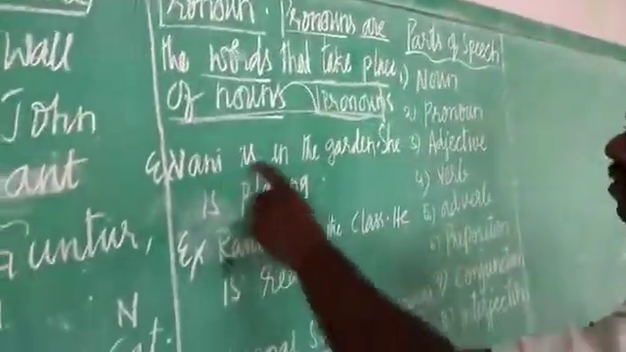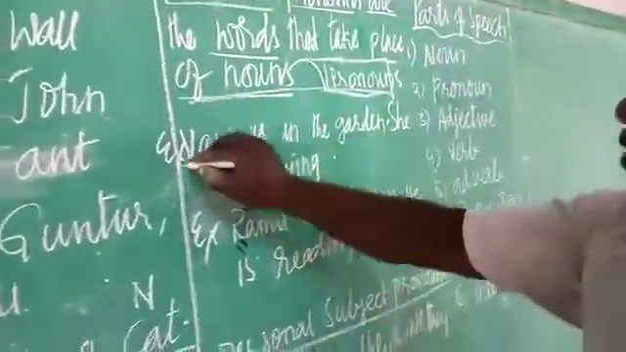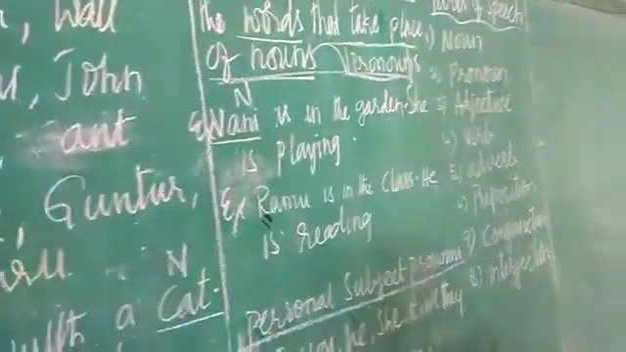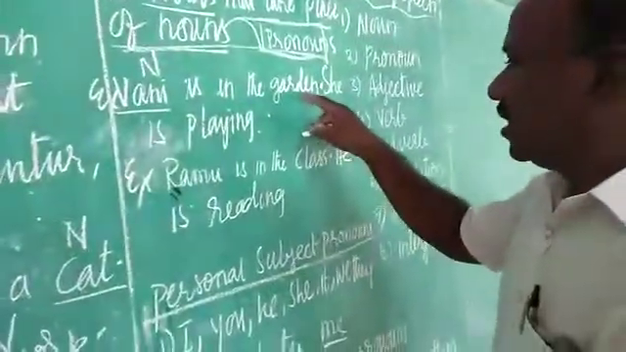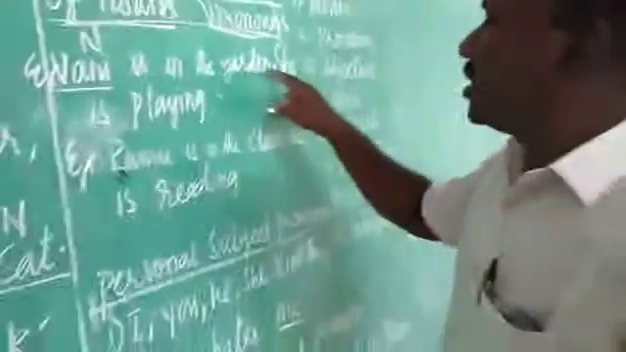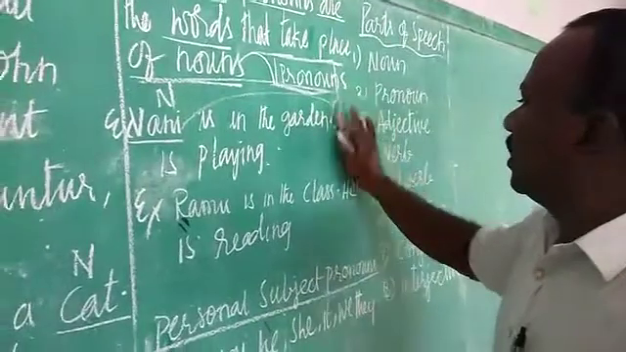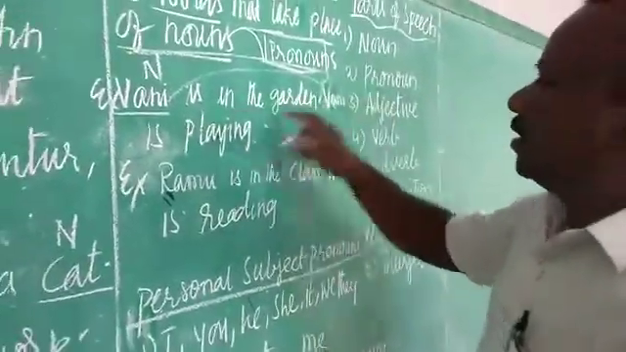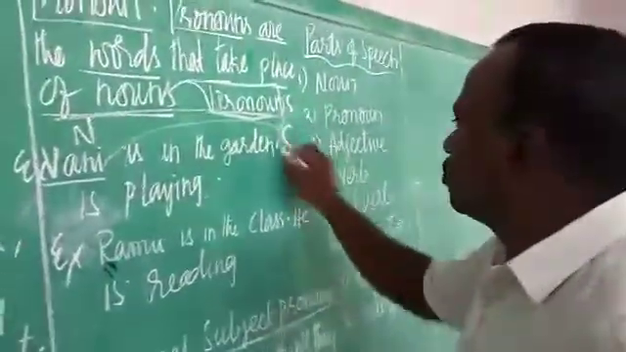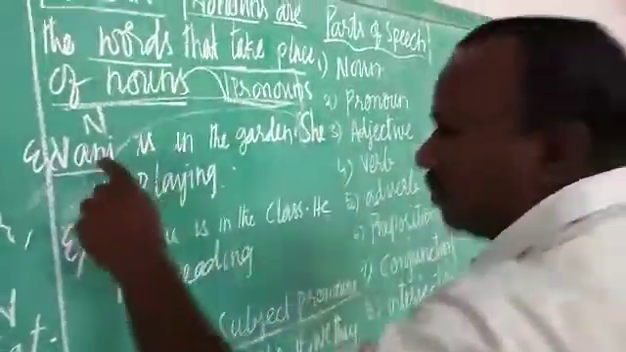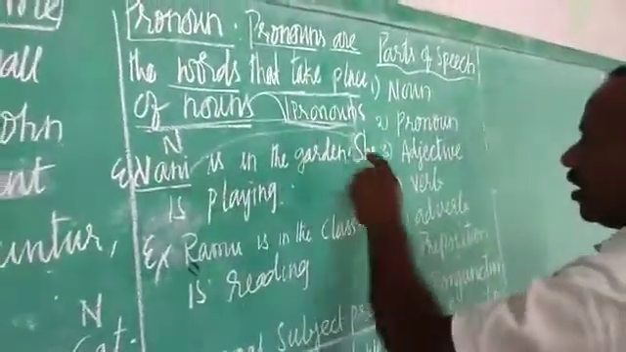We'll go with one example. Vani is in the garden. If you look here, children, Vani is a noun. Now, she is playing. Who is she? She is Vani. So instead of writing Vani again, I just took she here, children. Vani is playing in the garden. Instead of again writing Vani, I took she. That's what it is, children. In the place of a noun, we are taking a pronoun.